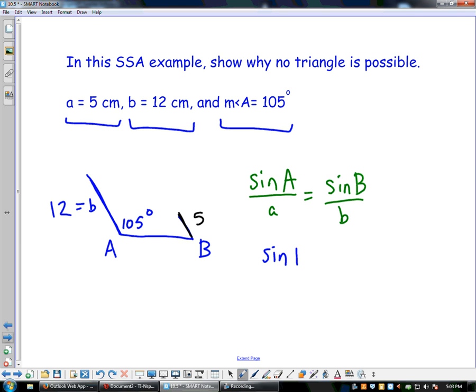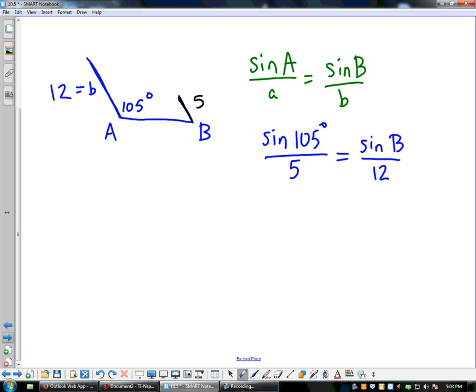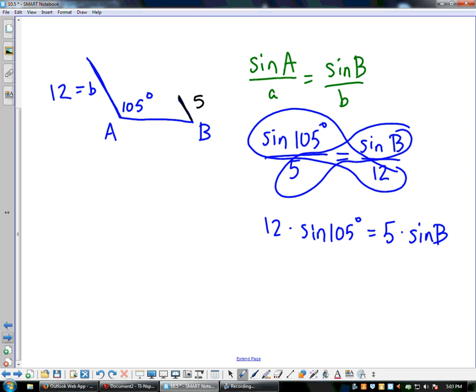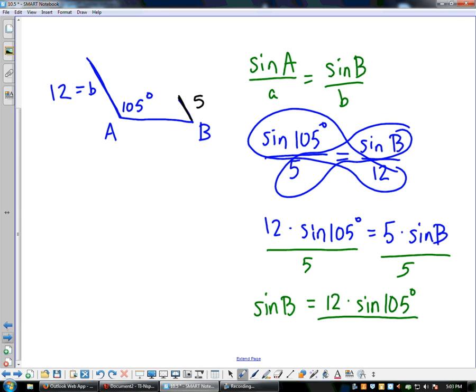So if we try sine of 105 degrees over 5, and we set that equal to the sine of angle B over 12, and we cross multiply, we get 12 times the sine of 105 degrees equaling 5 times the sine of angle B. Again, we're cross multiplying. And when we divide both sides by 5, we get that the sine of angle B is equal to 12 times the sine of 105 degrees over 5.